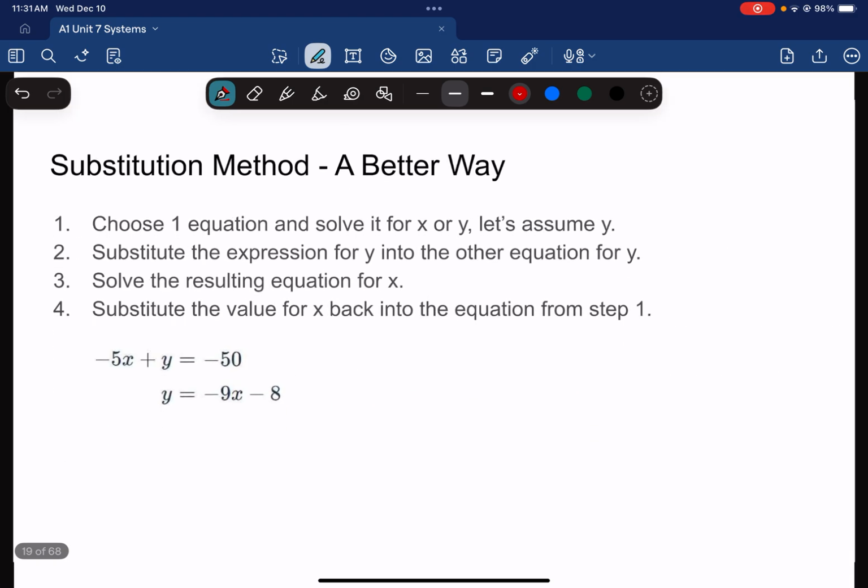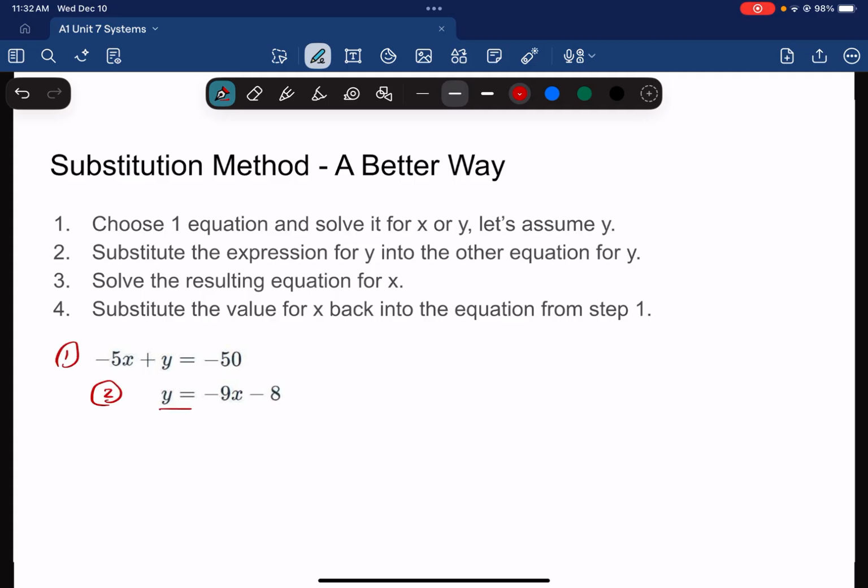So we have this method called the substitution method. What you're going to do is choose one equation of the two, and solve it for x or y. That means you're going to get x or y all by itself. Let's assume we're going to solve for y. Once you solve for y, you substitute that expression for y into the other equation in place of y. Then you'll only have x's in your equation, and you can solve it. Once you know the value of x, you substitute back into the other equation, and you get the value of y.